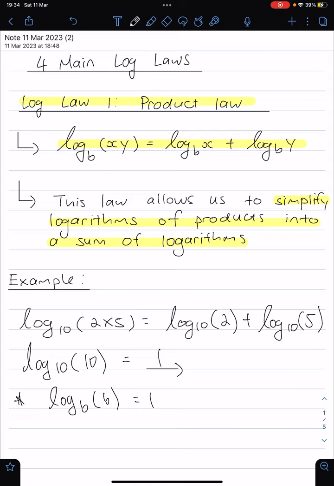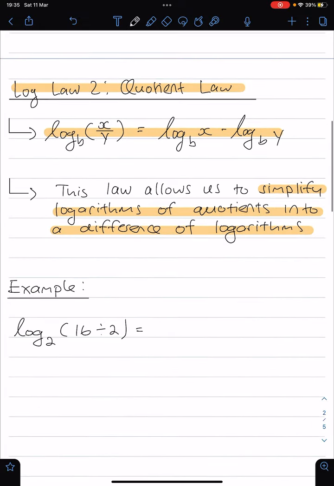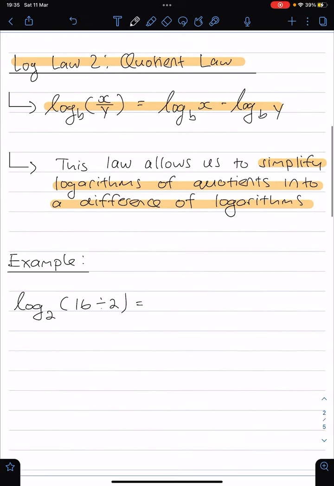Let's move on to our second law. Log law 2, the quotient law. The quotient law is stated as follows. Log b (x divided by y) is equal to log b x minus log b y. This law allows us to simplify logarithms of quotients into a difference of logarithms.